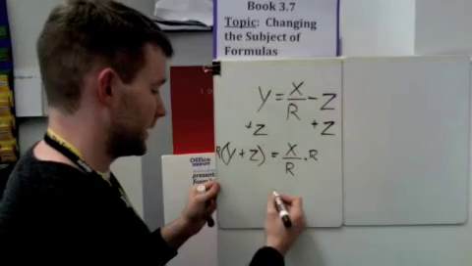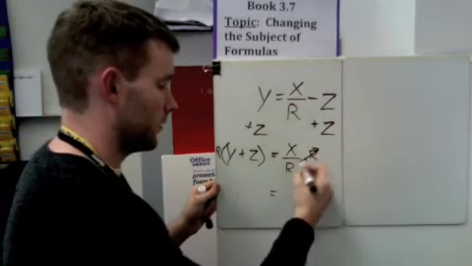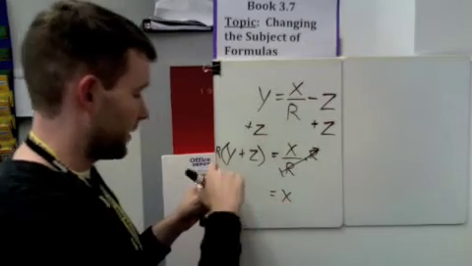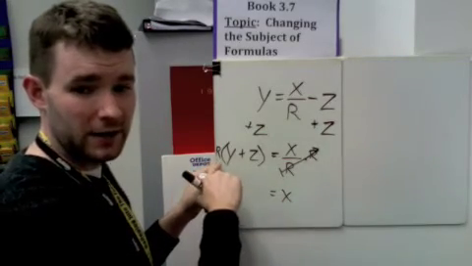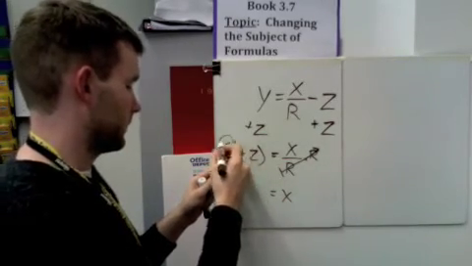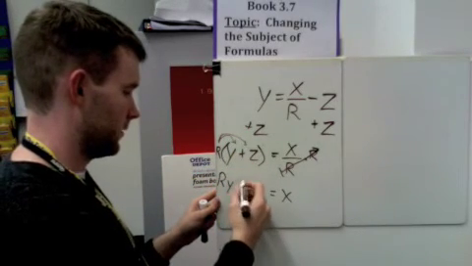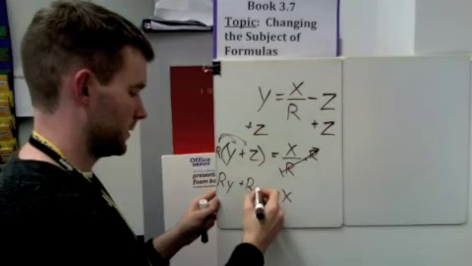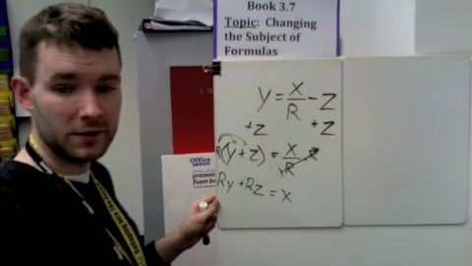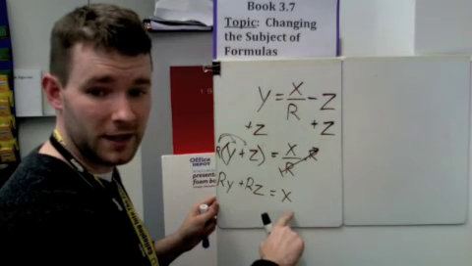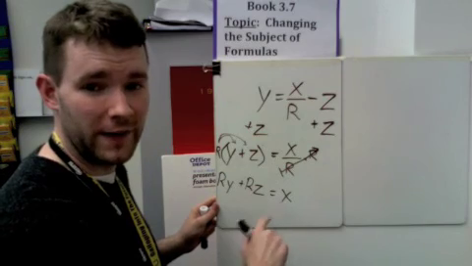Okay, so the result of that step would be that r over r makes 1, and 1x is just written x. And now on this step, I would actually go ahead and distribute this r. And so we would have r times y plus r times z equals x. And that would be the answer, because now x is all alone on one side of the equation, so x is the subject of this formula. Okay, and that's it for this lesson.